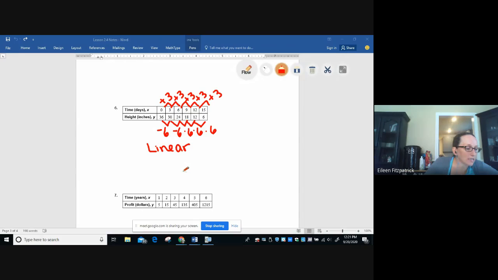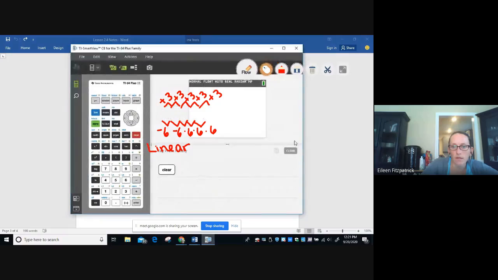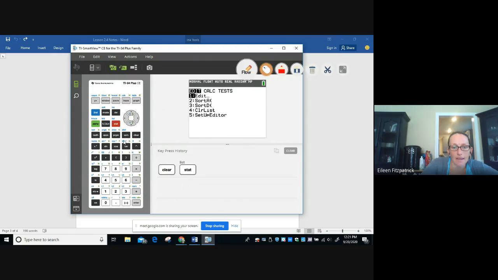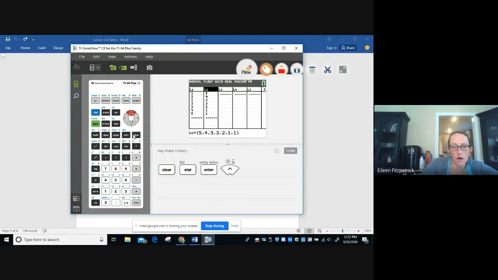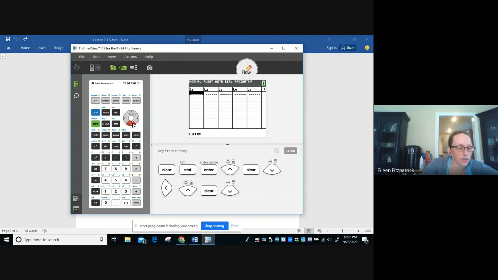So then it says if the data is linear, use a calculator to come up with the line of best fit. So I'm going to go to my calculator. Sorry, my calculator. And I'm going to go to stat. I'm going to edit my list. If you have data in there like I do, go up to L1, clear, and come back down. You're going to enter the X's in the first list.